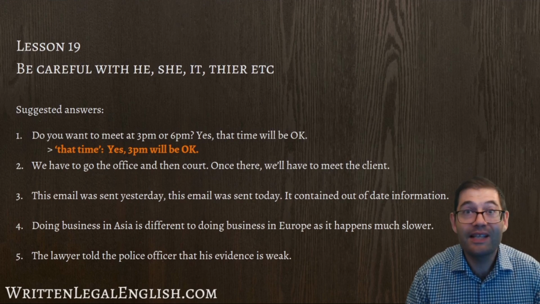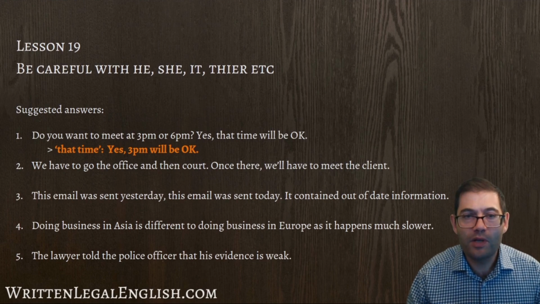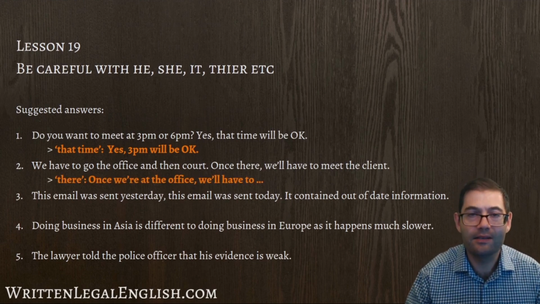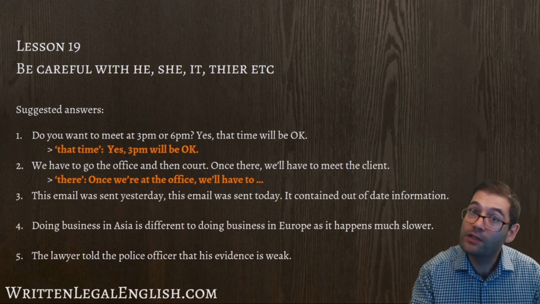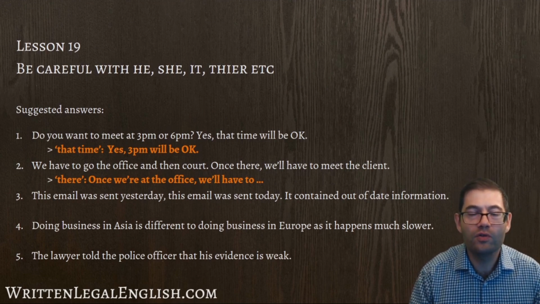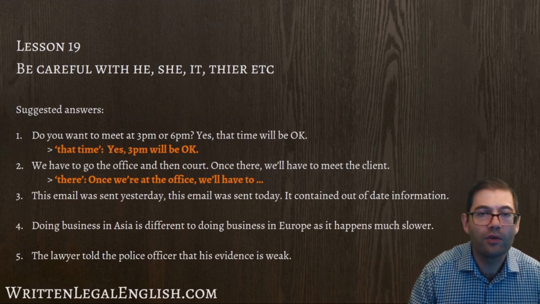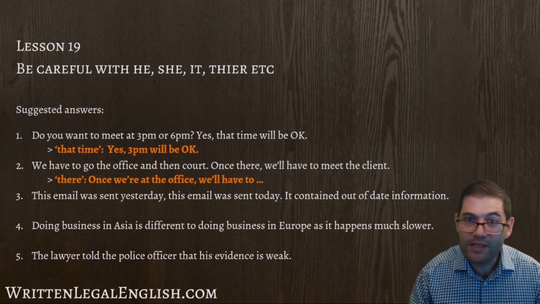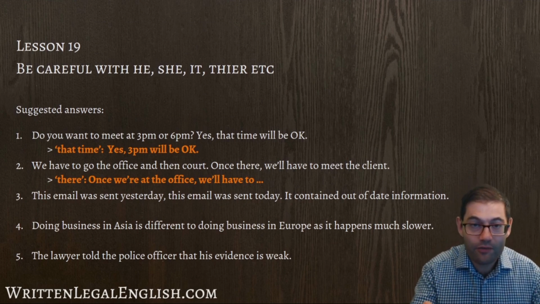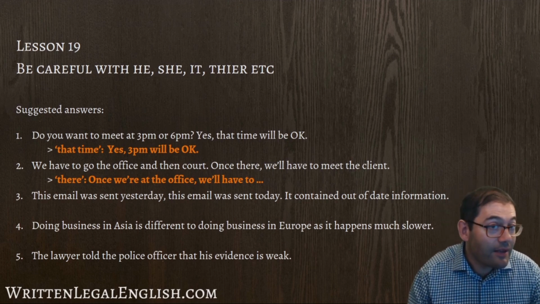We have to go to the office and then court. Once there, we'll have to meet the client. What's the problem word? The problem word is there. Because in this sentence, there could be the office or the court. So in your answer, I just wanted you to choose one of those options. So once we're at the office, once we're at the court, we'll have to meet the client. And you can see that both scenarios, meeting the client at the office or meeting the client at the court, are both realistic.